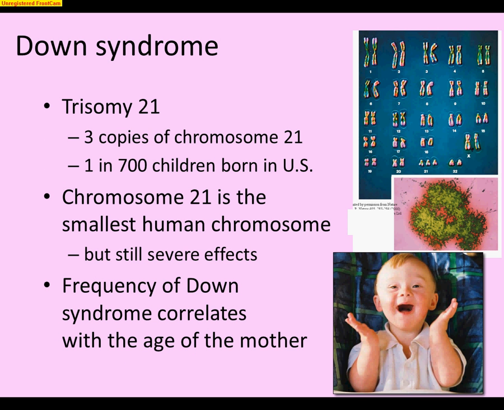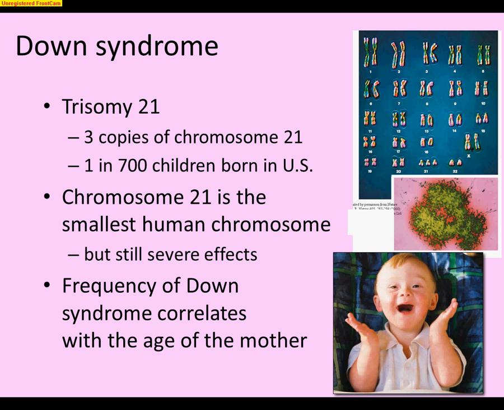So one of the most popular and one of the easiest to talk about is Down syndrome. And by easy, I mean it's just an extra copy of the 21st chromosome, and that's why it's called trisomy 21. Statistic-wise, about 1 in 700 children born in the U.S. have this syndrome. And although chromosome 21 is the smallest chromosome, it can still have very severe effects.